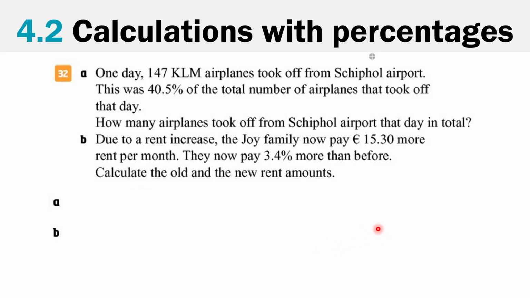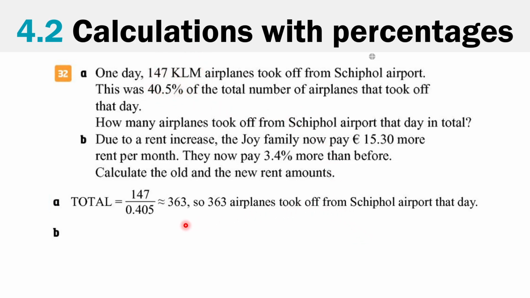On one day, 147 KLM airplanes took off from Schiphol Airport. This was 14.5% of the total number of airplanes that took off that day. How many airplanes took off from Schiphol Airport that day in total? Okay, so we have this, it's 14.5%. So what I can do is, well, I want to know the total, so then I divide this by the multiplication factor. And then I find approximately 363.